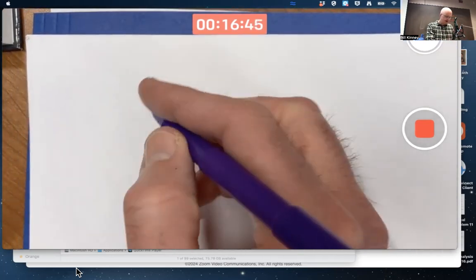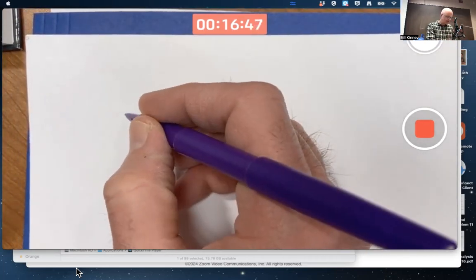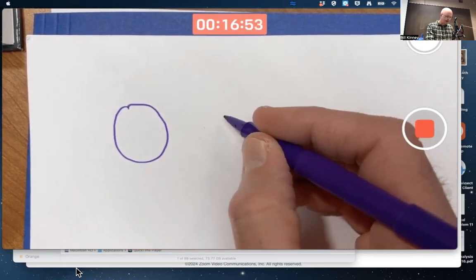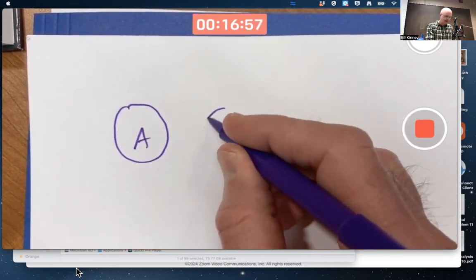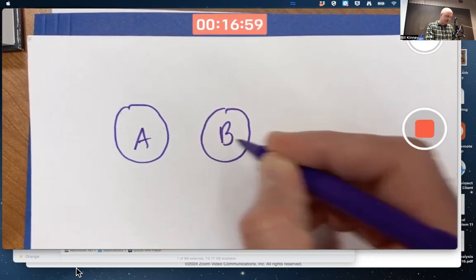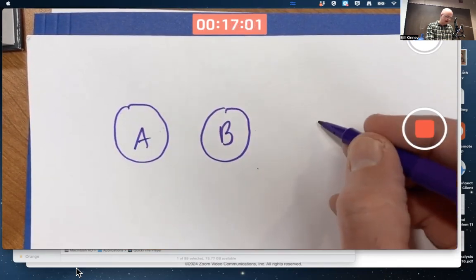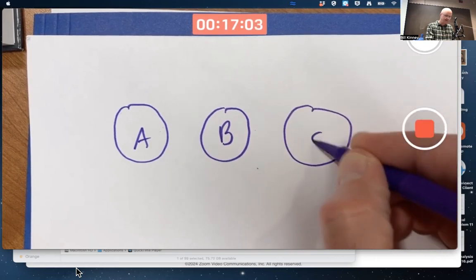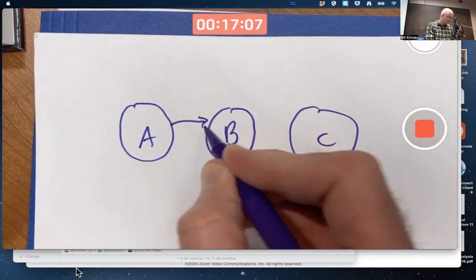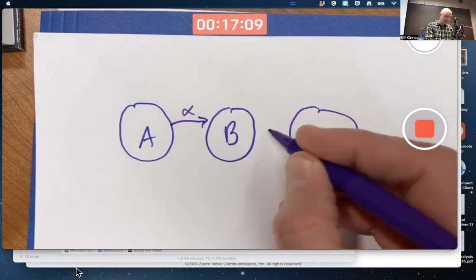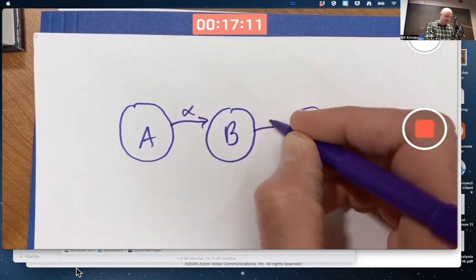We've got a situation where we've got two functions, alpha and beta. This is the set A. This is the set B. And this is the set C. Alpha is a function from A to B. Beta is a function from B to C.